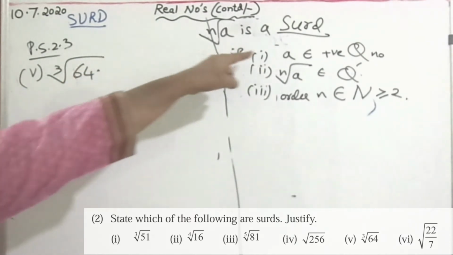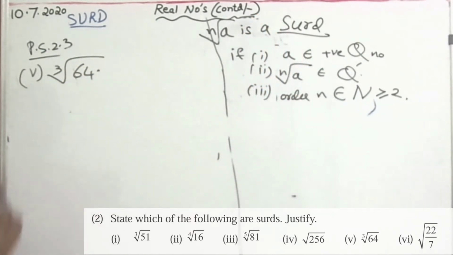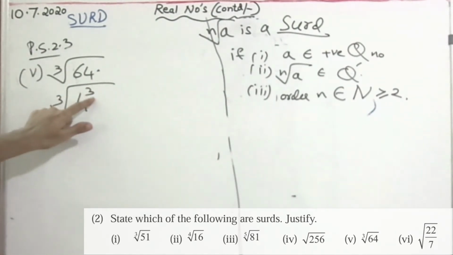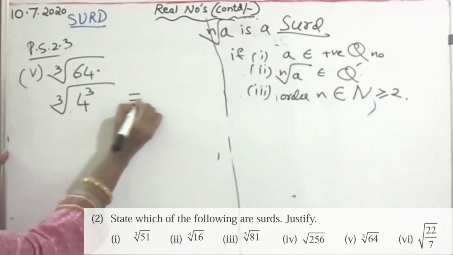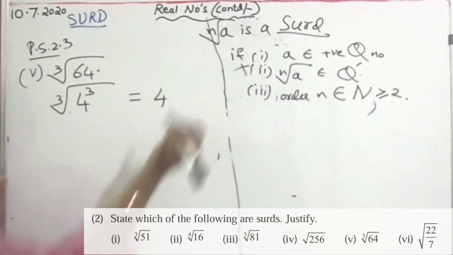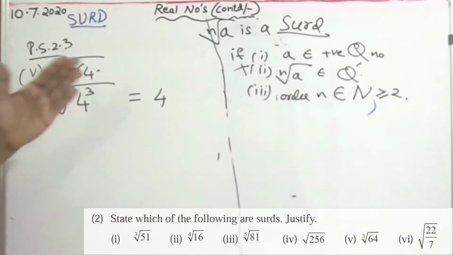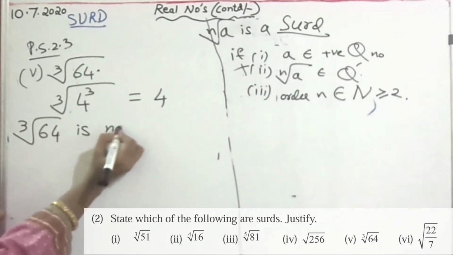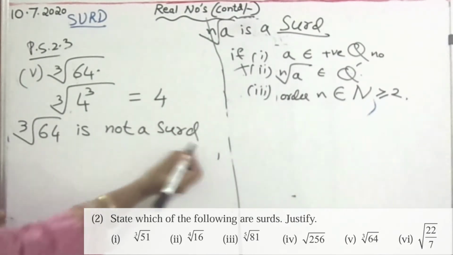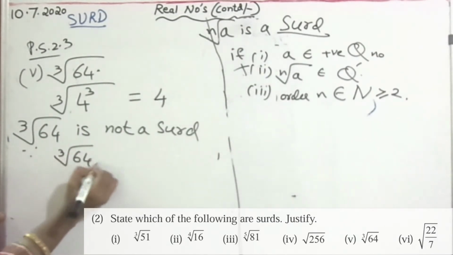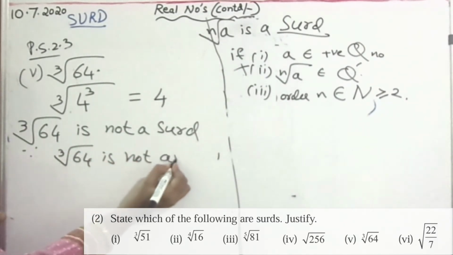So now the first condition is satisfied, it's a positive rational number. The second condition is not satisfied because we know 4 cube is 64, and when the order and the power are the same, it gets removed and becomes 4. The cube root of 64 is 4. So the second condition is not satisfied. It's not an irrational number, it's a rational number. So it is not a surd.